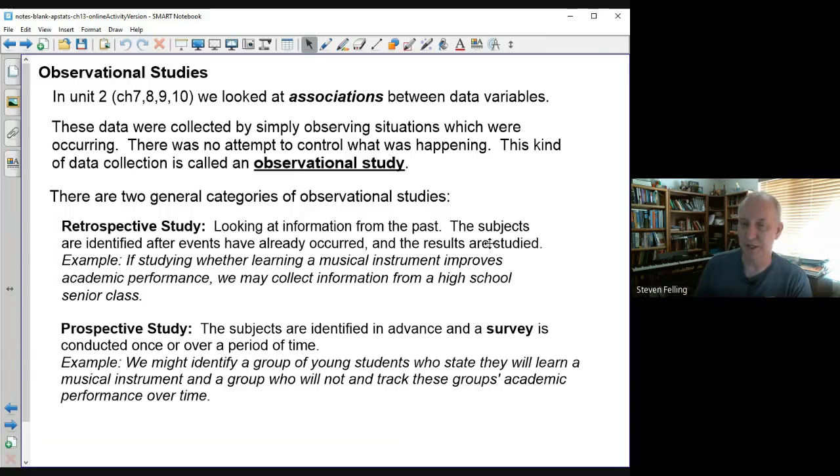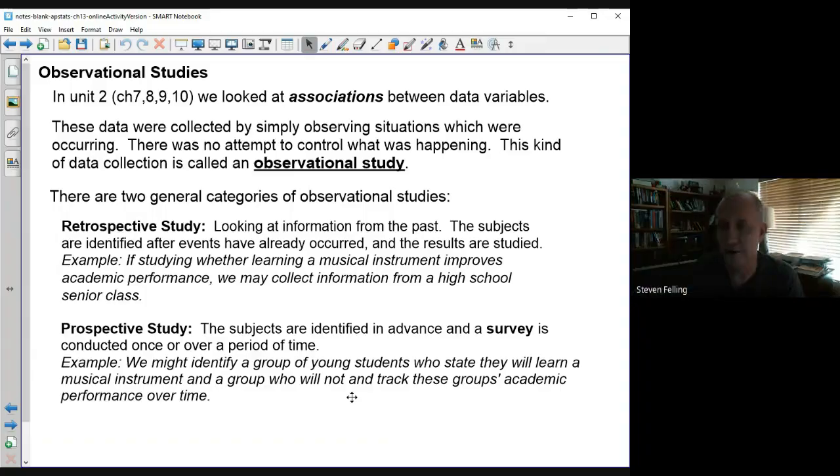A prospective study would be if the subjects are identified in advance, and then some sort of survey is conducted once or over some period of time once you've selected the subject. So the subject selection happens prior to the stuff you're observing happening. Maybe we identify a group of young students who state they're going to learn a musical instrument and a group who will not. And then we track those two groups' performance over time and check in over their entire school career. That's called a prospective study because it's still yet to happen, right?